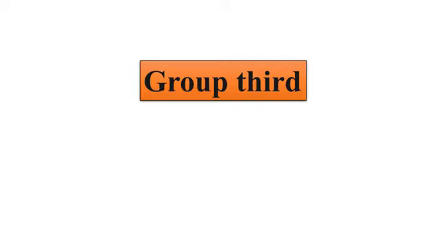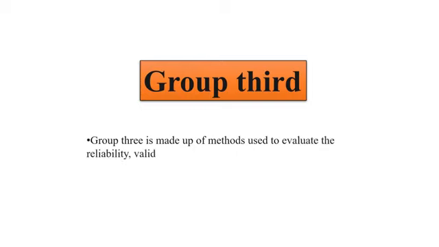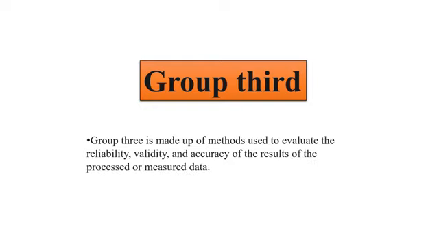And then we have group three. Group three is made up of the methods used to evaluate the reliability, validity, and accuracy of the results of the processed or measured data. There are different techniques or methods through which we can analyze the reliability and validity of the data. So these are known as the research methods.